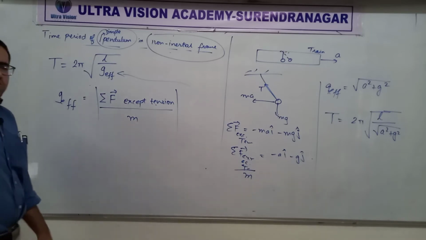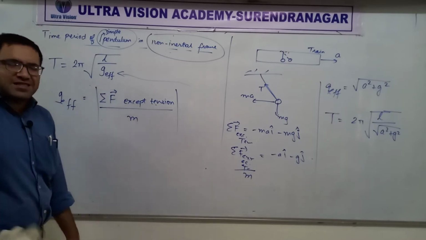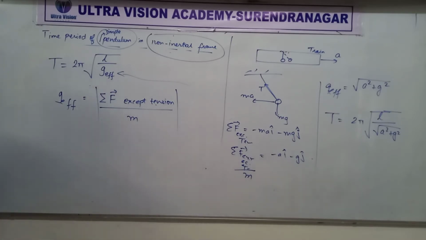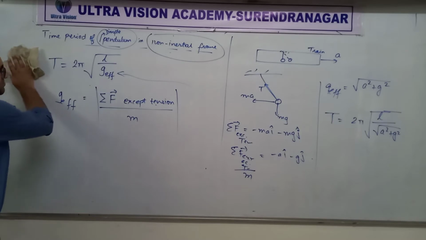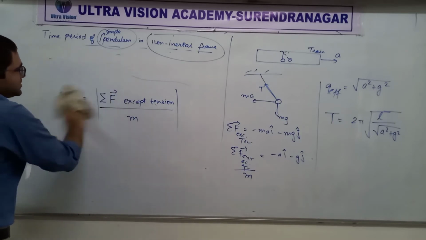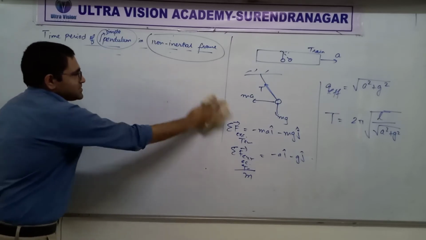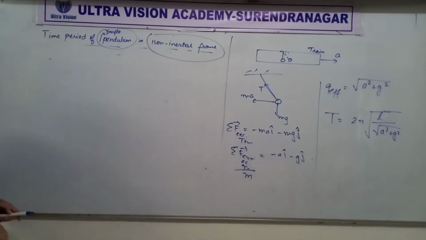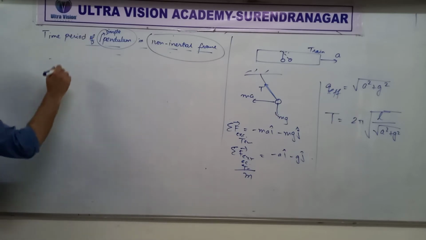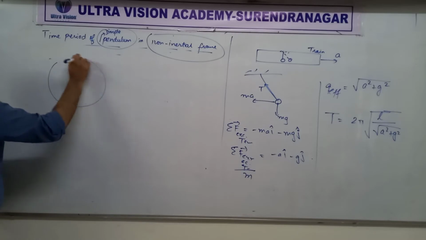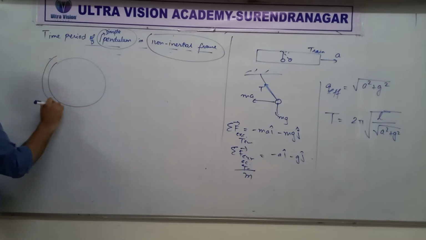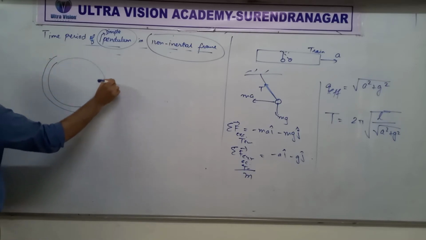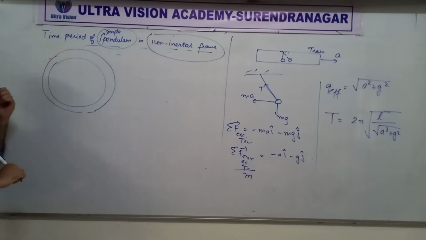Now let's take another question like this, which is I think similar to what is given in the book. I don't remember the number, we can see the number later. But anyways, here is the question. Instead of a train running on a straight line, what if there was a circular track?